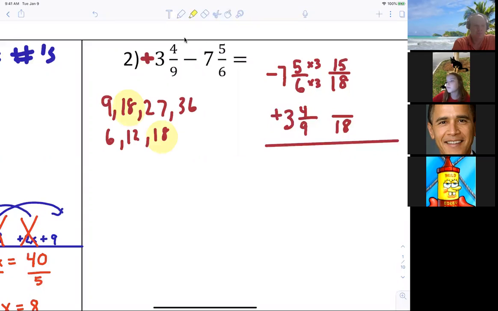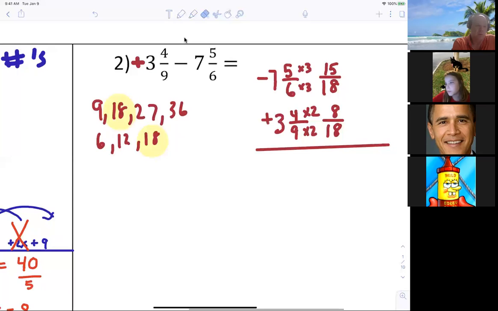Now we're multiplying by 2. Now don't forget, we are subtracting. One's negative, one's positive. 15 minus 8 is 7, so 7 eighteenths. The only thing you have to do is check if it's positive or negative. What is it? Negative.